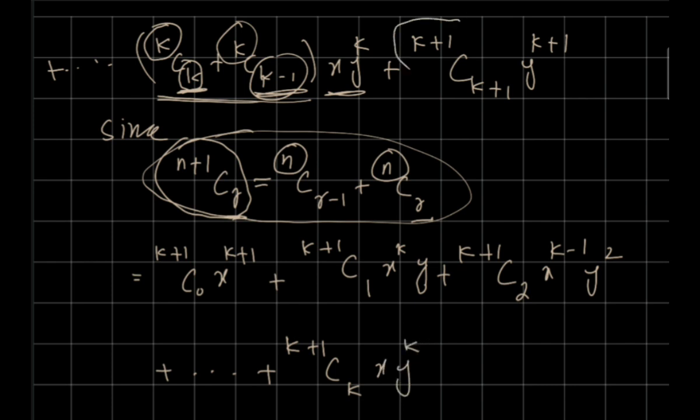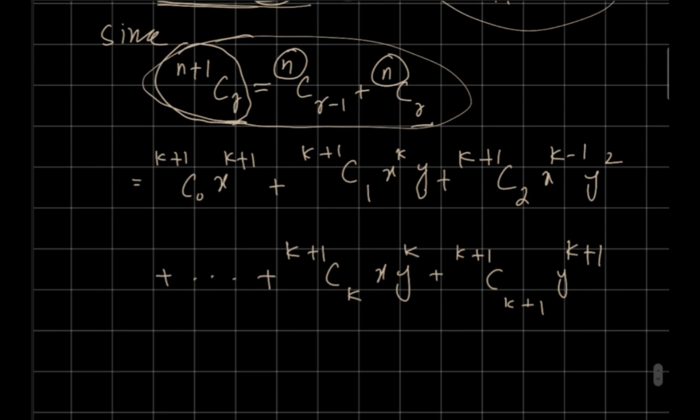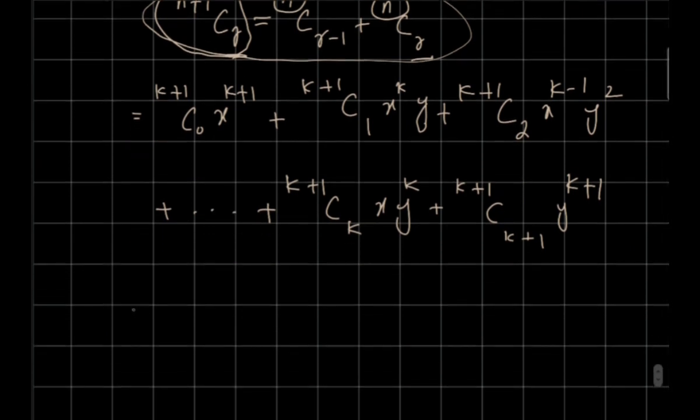And what is the last term? This is k plus 1 ck plus 1 y to the k plus 1. So this is the right hand side for n is equal to k plus 1. So we have proved the binomial theorem.